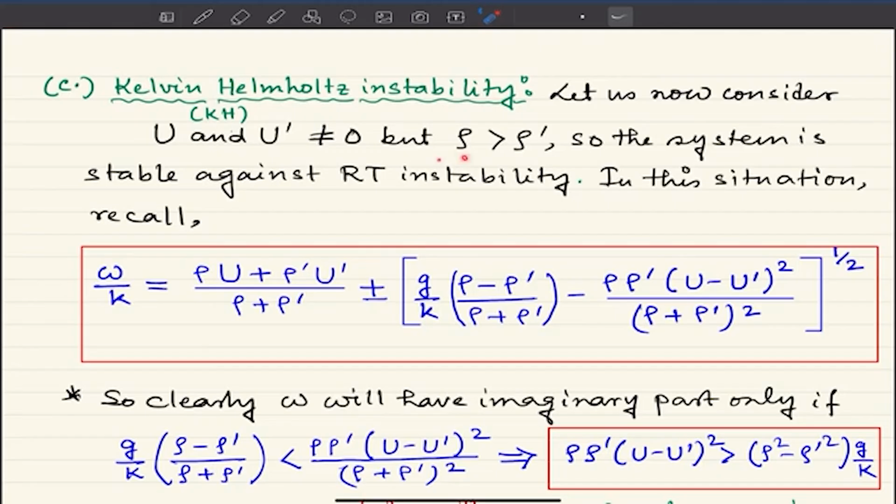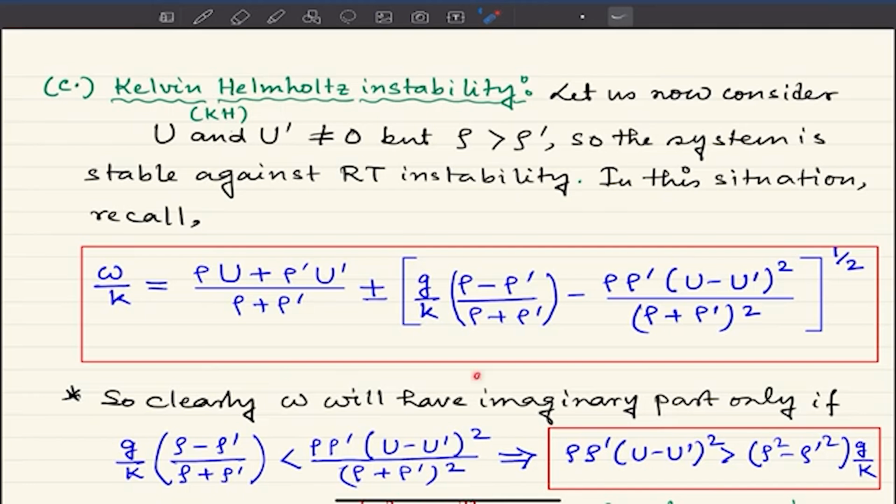And rho is greater than rho prime. So the system should already be stable in terms of Rayleigh-Taylor instability. The heavier fluid is at the bottom and the lighter fluid is on the top. But now both the fluids are flowing, with non-zero velocity. That is the initial steady condition, flowing but with uniform velocity.